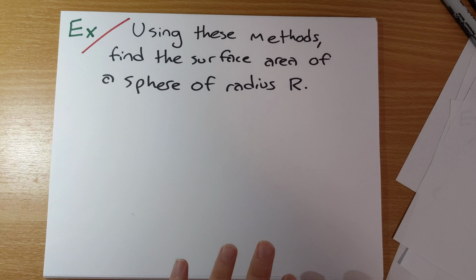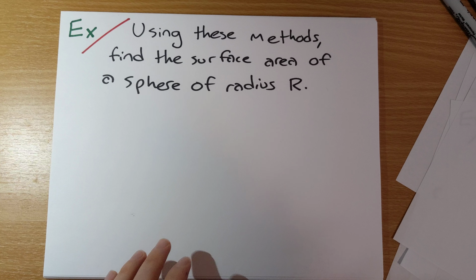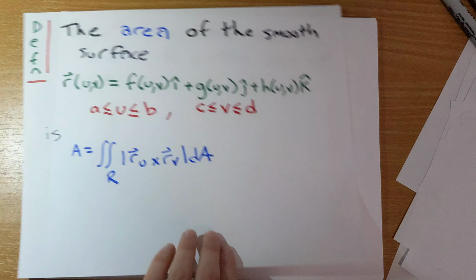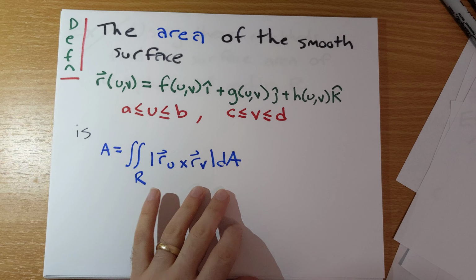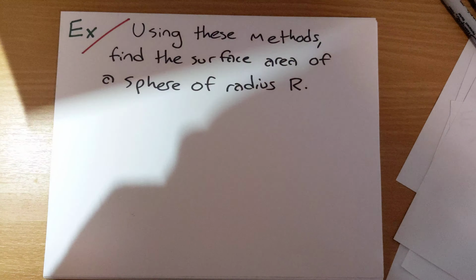You should kind of know in the back of your mind that the surface area of a sphere of radius r is 4 times pi times r squared. That might feel familiar from high school geometry. Let's see if we can derive that formula using this method right here.